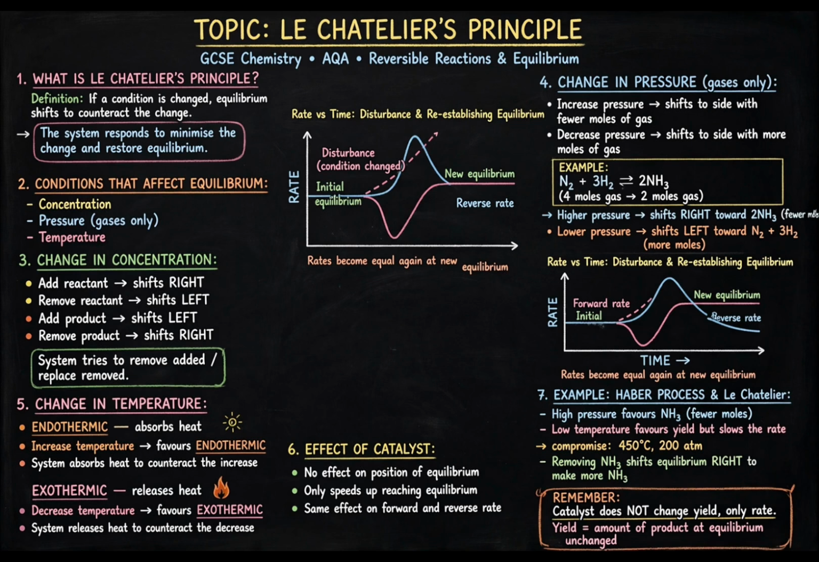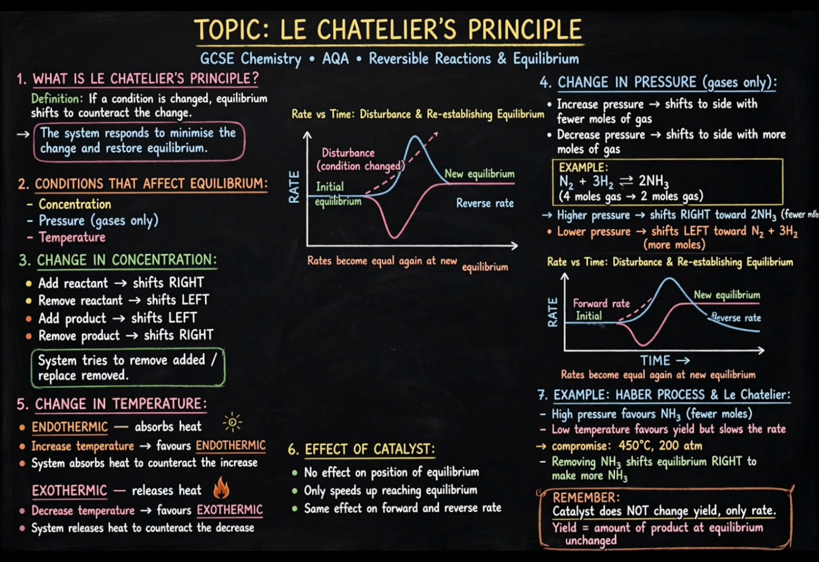Change in temperature. Endothermic absorbs heat. Exothermic releases heat. Increased temperature favors endothermic direction. Decreased temperature favors exothermic direction. System absorbs heat to counteract increase. Releases heat to counteract decrease. Rate versus time graph when disturbed. You see the rate split when condition changed, then become equal again at a new equilibrium.